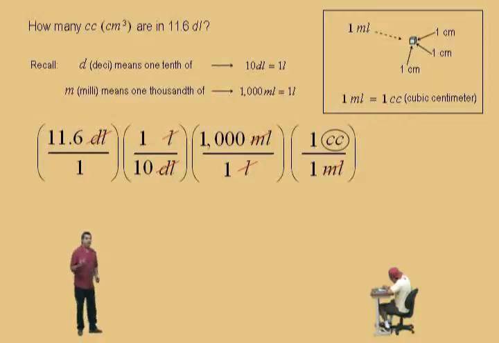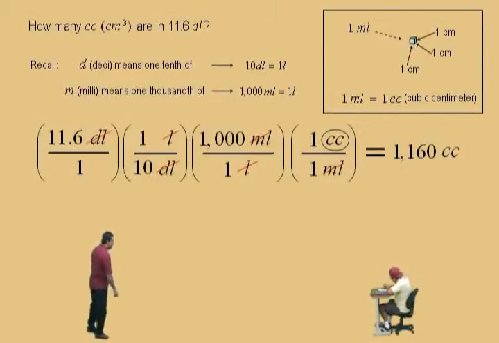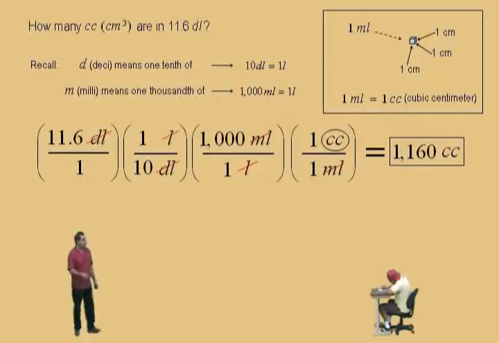And so our final answer, you put your numbers in your calculator. What do you get, Charlie? 1,160. 1,160 cubic centimeters. Very nice. Don't forget to box your answer. Whew. It's a tough one, right? Okay. Let's do one more of these.